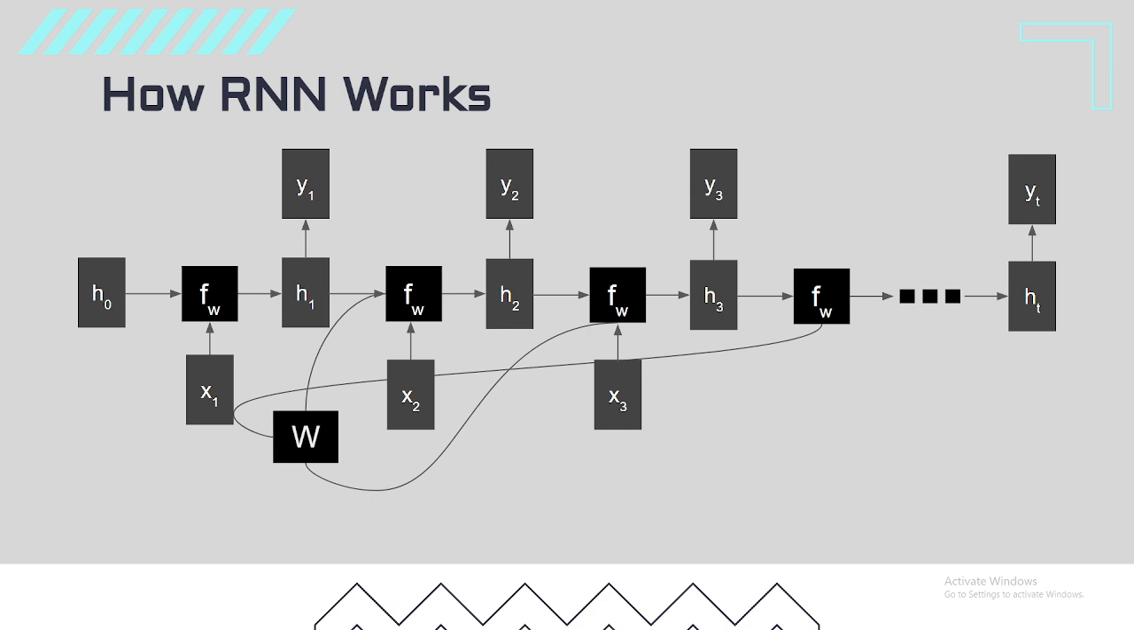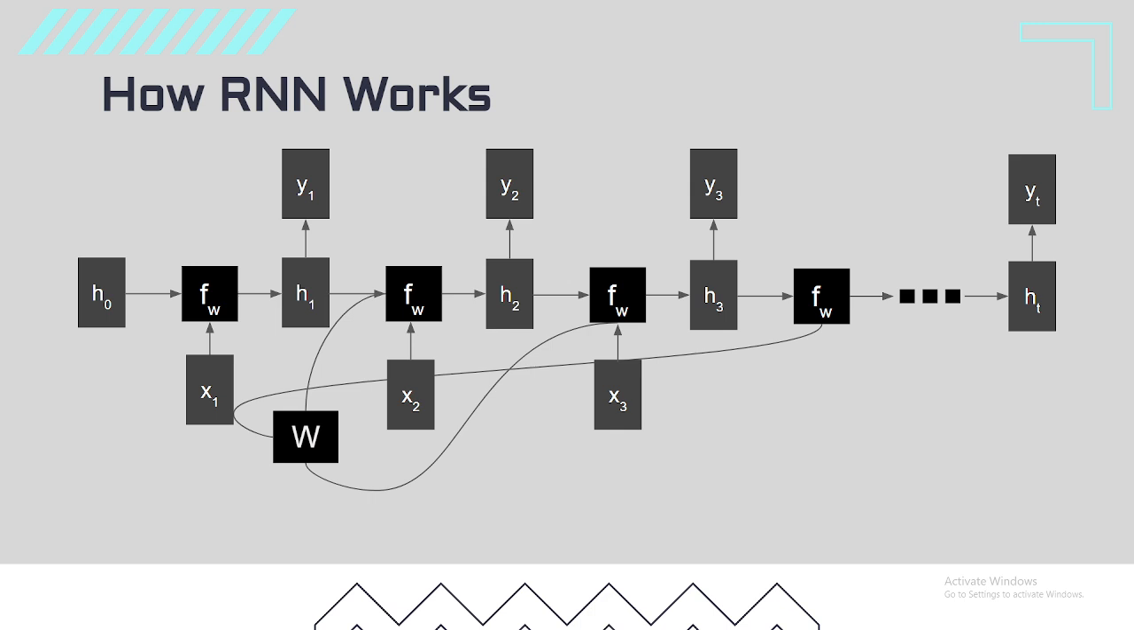This process repeats at time step 2. x2 and h1 are used to compute h2, which gives us y2. Then x3 and h2 produce h3, which gives us y3, and so on. Notice how the hidden state gets passed forward.